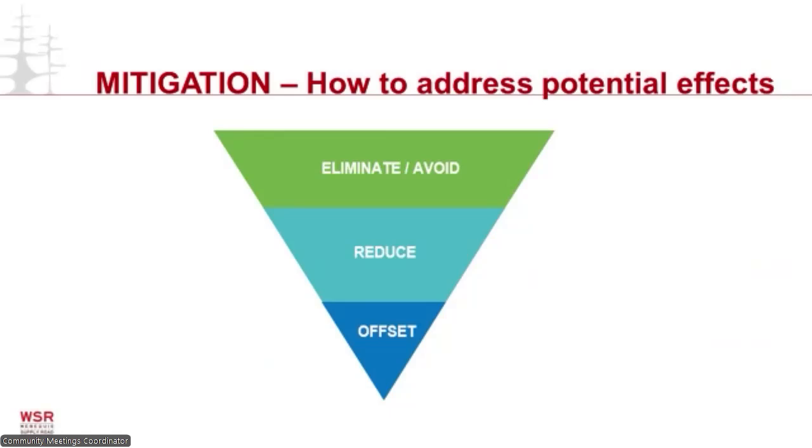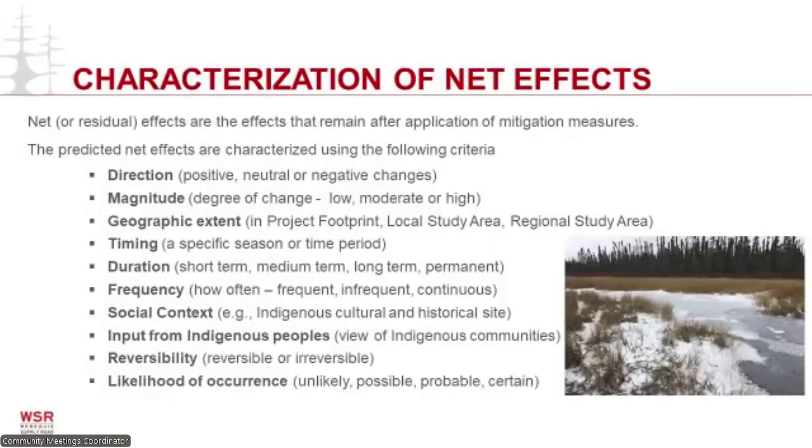Mitigation can be done in different ways. Elimination of effects, reduction and control of effects and offsets, where improvements can be made elsewhere to improve fish habitat, for example. When we describe the net or leftover effects, we talk about the direction of the changes, positive or negative, the amount of change, the area impacted by the effect, when the effect will occur, how long the effect will be, how often it will occur, the social or cultural effect, whether the effect will be permanent, and how likely the effect is to occur.